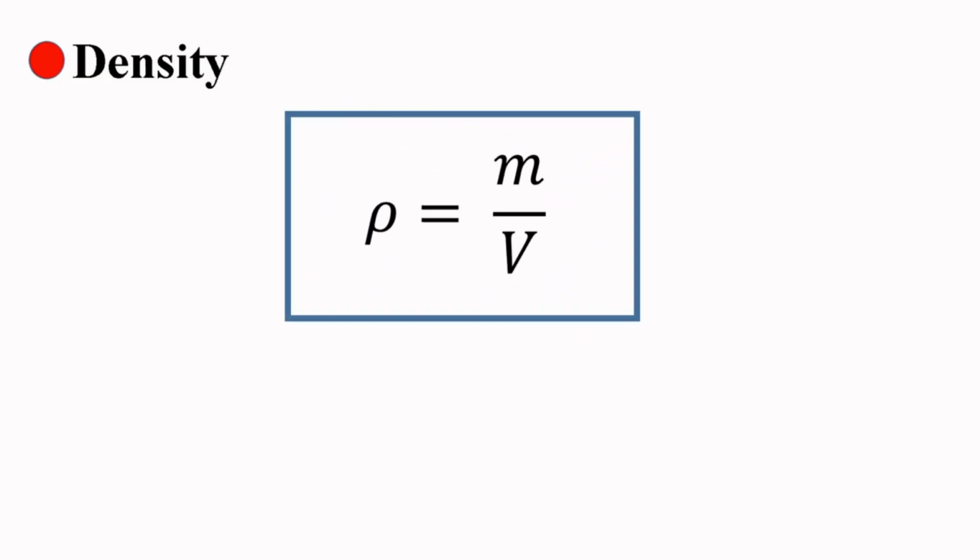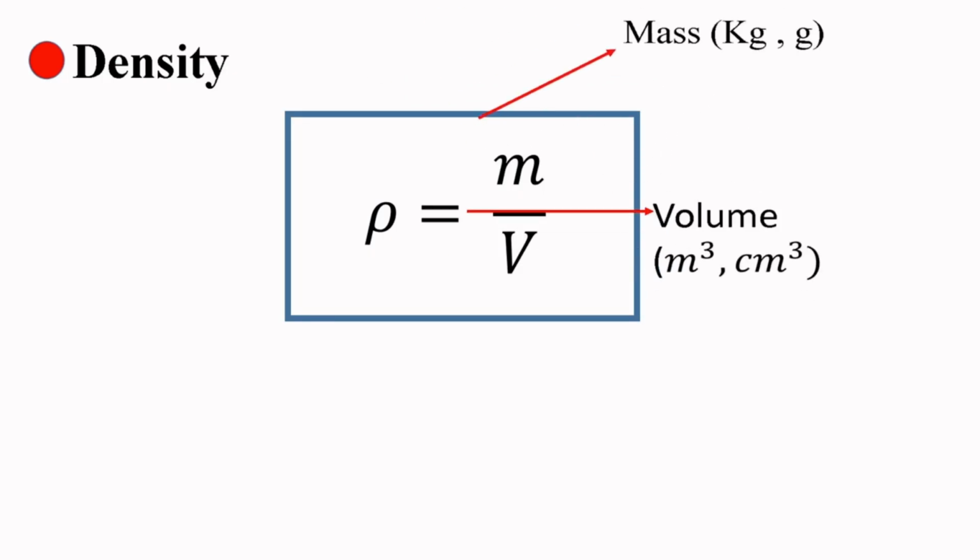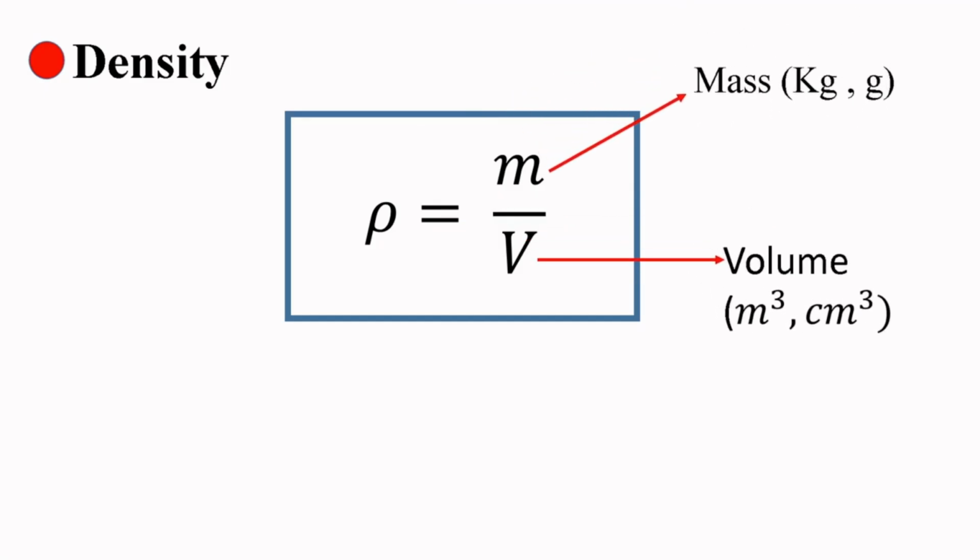The formula that we have for calculating the value of density is rho, which stands for density, is equal to m, or mass, over v, which stands for volume. The units that we have for mass are kilogram and gram. And for volume, the units that we are going to use are cubic meters and cubic centimeters.